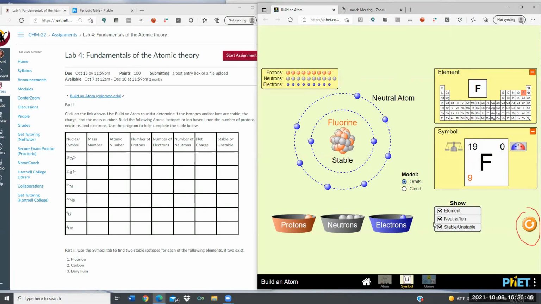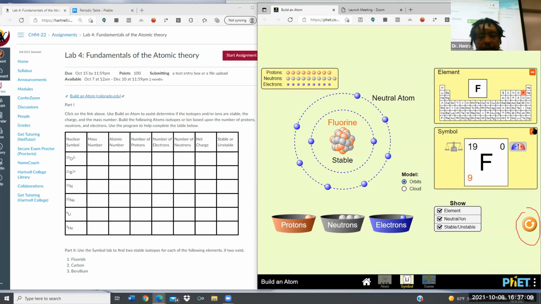There you go. Okay, so then what you want to do is write down the nuclear symbol for that. You see where it says 19F9 and that 0 on the other side? You don't have to write the 0 part of it. You just write the 19F9 and that'll be fine. So that's what you want to give me. You want to give me 2 of those if you can.